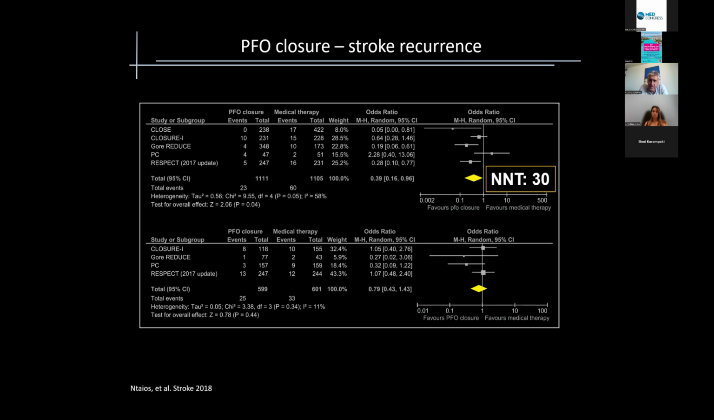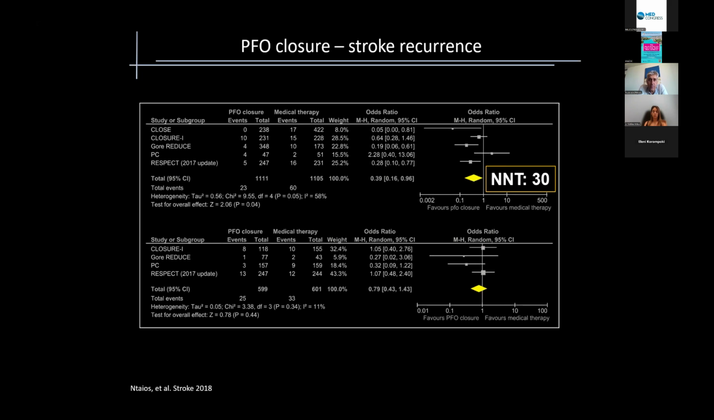And these observational associations were confirmed by the analysis of those randomized trials. You see at the upper panel, for PFOs which had ugly characteristics like atrial septal aneurysm or large shunt, there was again a huge effect of PFO closure, more than 60% relative risk reduction and a wonderful number needed to treat of 30. On the other hand, on the lower panel, in patients who had a good-looking PFO without atrial septal aneurysm and without large shunt, the effect was not of statistical significance.